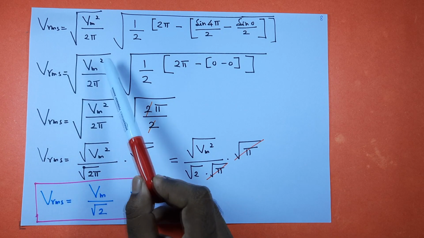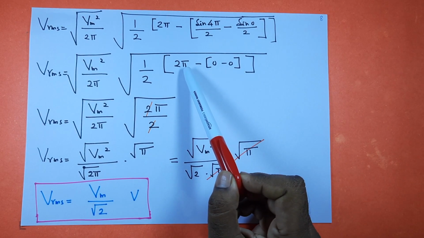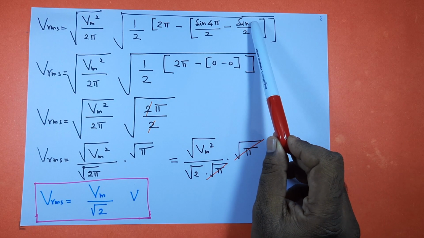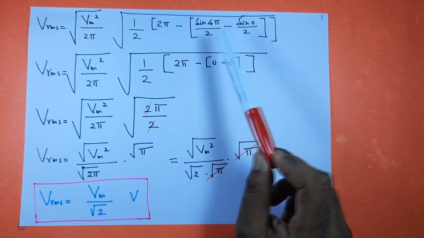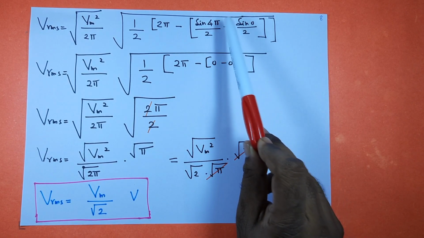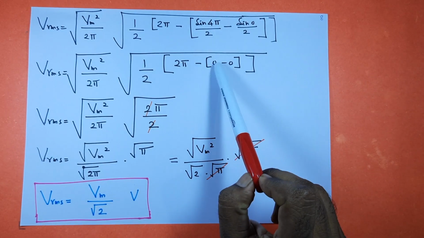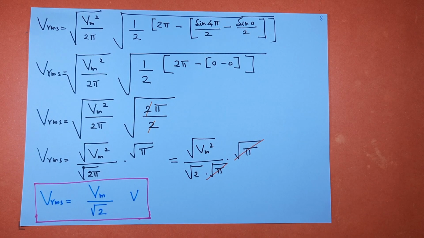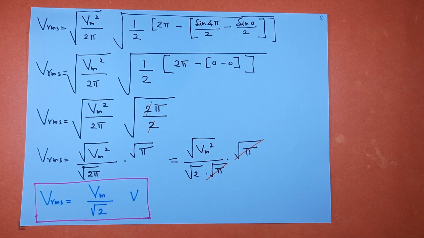Vrms equal to square root of Vm square divided by 2 pi square root of 1 by 2, 2 pi. See, sin 0 is 0, so this term will become 0. This is sin of an even number of pi, sin 2 pi, 4 pi, 6 pi, that is also going to be 0. So these two terms will become 0. So next we have Vrms equal to square root of Vm square divided by 2 pi square root of 2 pi divided by 2, this 2 getting cancelled.